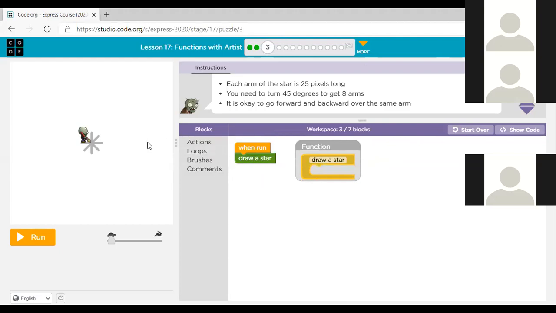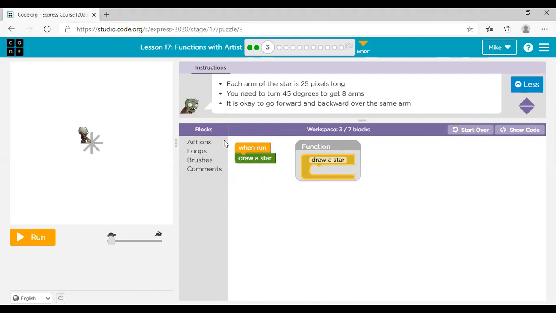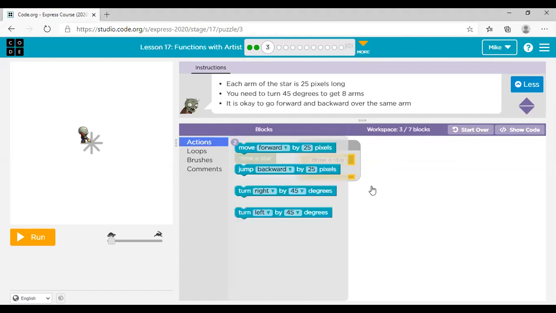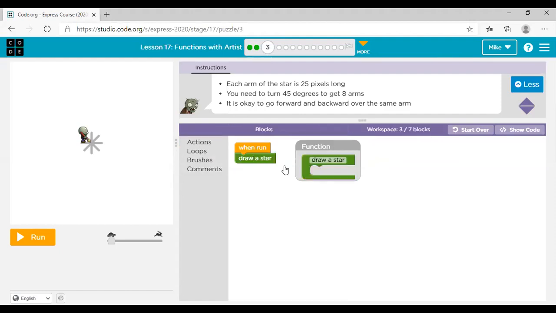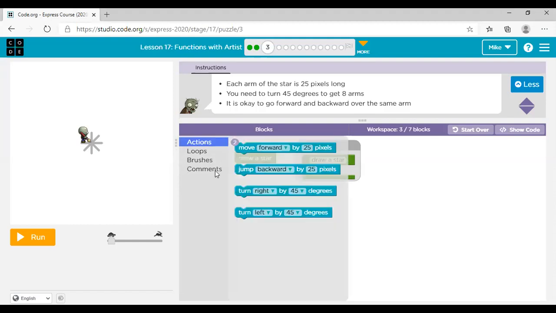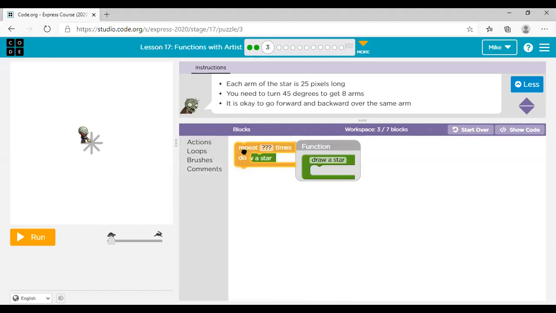First, you put a loop that says repeat 8 times and draw star. Okay, remember the draw star, we are going to write the code for draw a star. So you said we're going to loop 8 times. Great, because we've got 8 arms. Let's see, repeat 8 times. Okay.